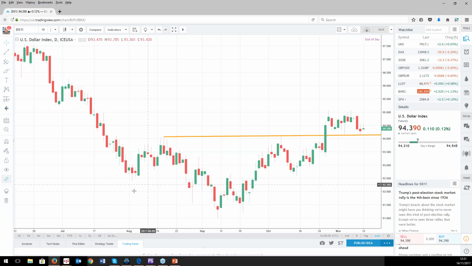There's your left shoulder. There is your head, and here is your right shoulder. And again, if we've got that set up at a bottom, then we find the highs between our three lows. Stick an orange line on there. And there was the buy signal right there.